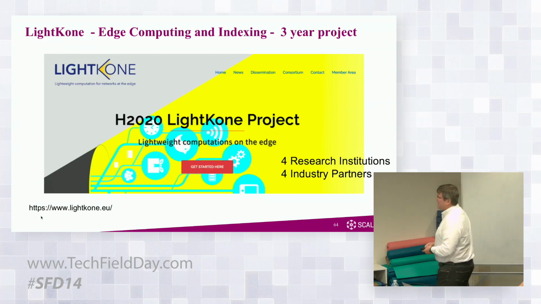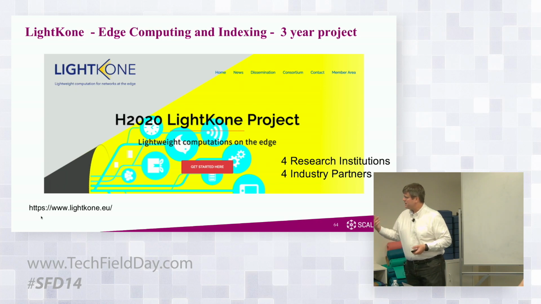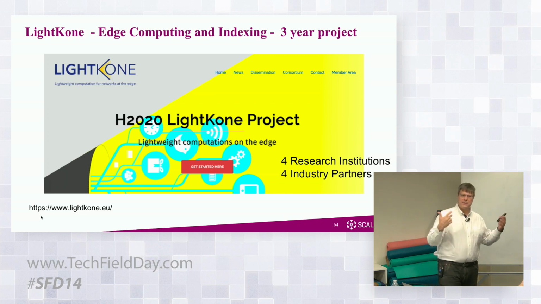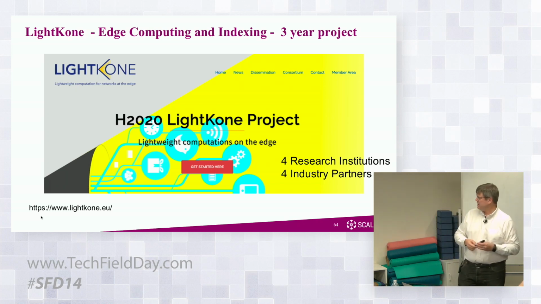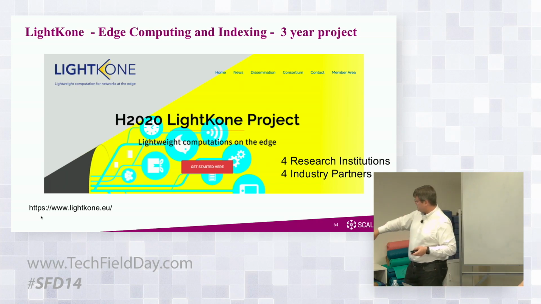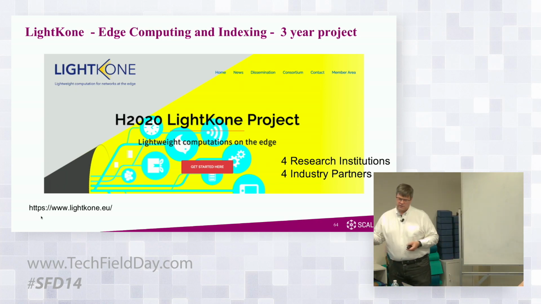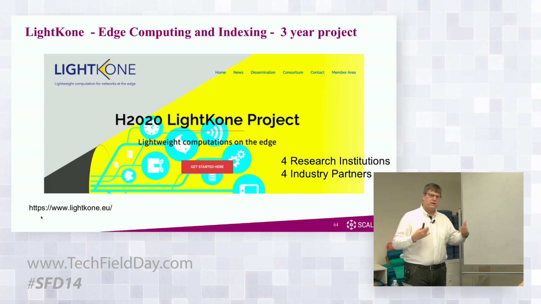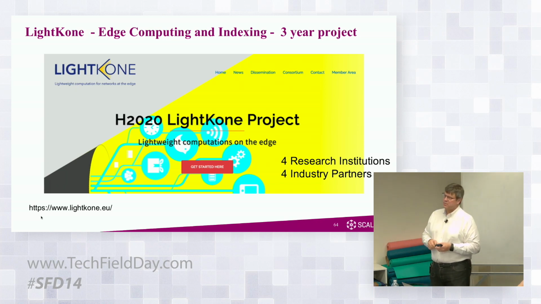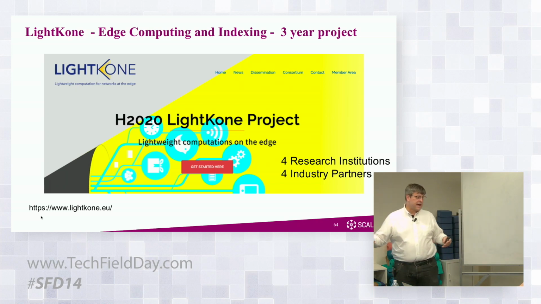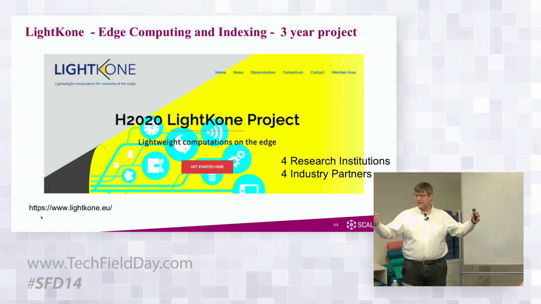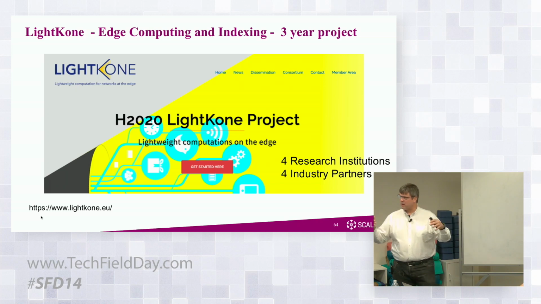The second project is called LightKone. You can think about this as edge computing, fog computing. This is working together with 4 different research institutions and 4 different industry partners. We're the only storage company involved in this project, and there are lots of different things we're thinking about doing. One of them is adding distributed indexing. We talked about the Zinco model, being able to introduce partial indexing at the edge. I think it was brought up a little bit earlier.